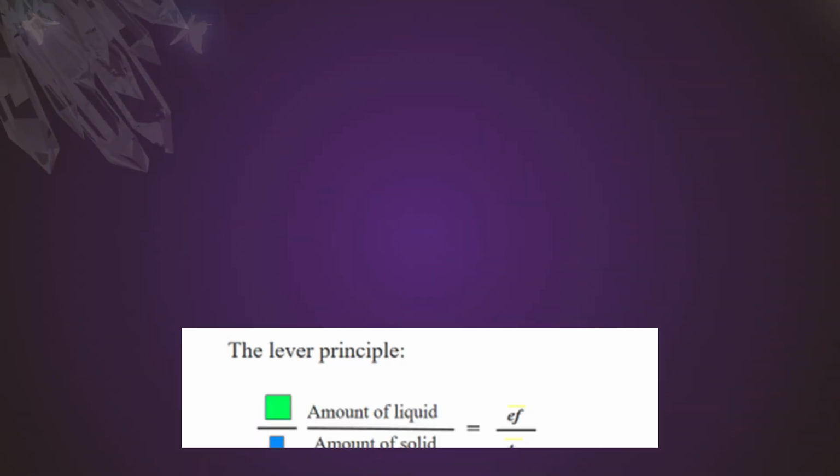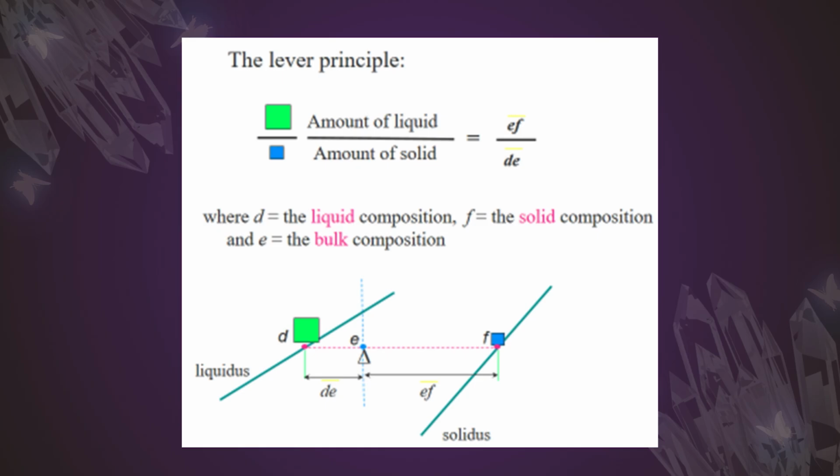Now we can explain this crystallization with the help of the lever principle. The amount of liquid upon amount of solid equals E upon dE, where D is the liquid composition, F is the solid composition, and E is the bulk composition, and it is shown with the help of the lever rule here. The liquidus is shown here in green and the solidus in blue.